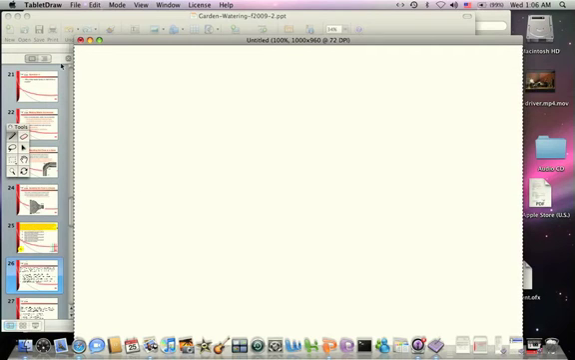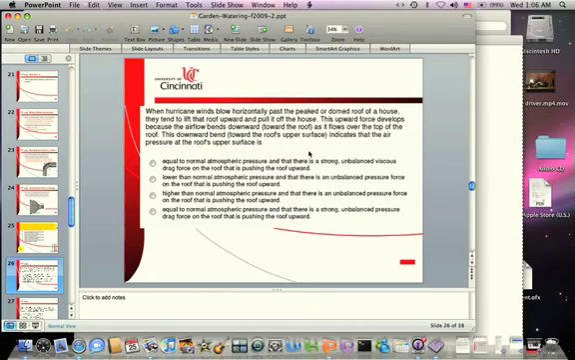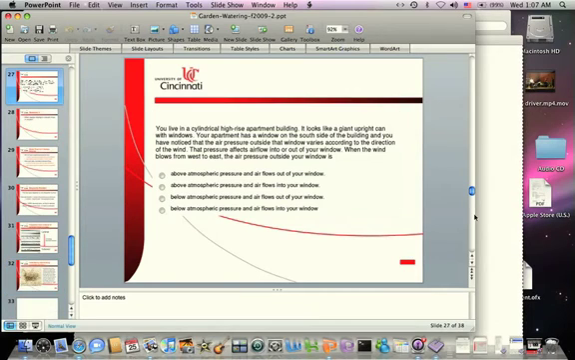Now, the second question that you had is kind of related to it. It says, you live in a cylindrical high-rise apartment building. It looks like a giant upright can with windows. Your apartment has windows on the south side of the building, and you notice that the air pressure outside the window varies according to the direction of the wind. That pressure affects airflow into or out of your window.